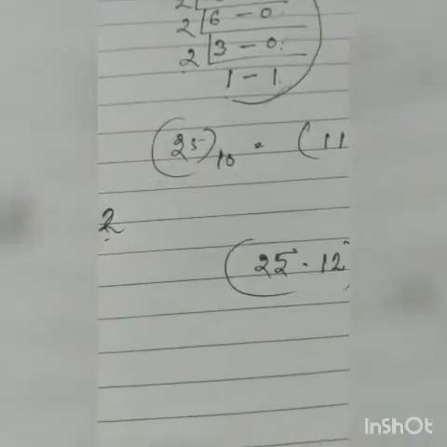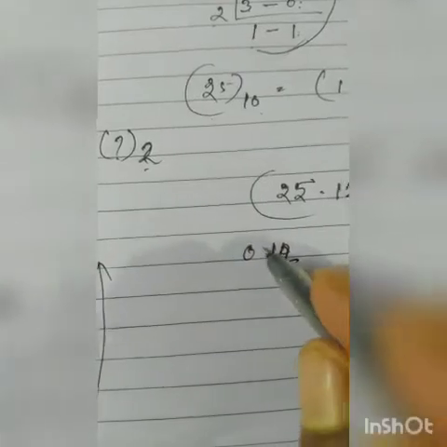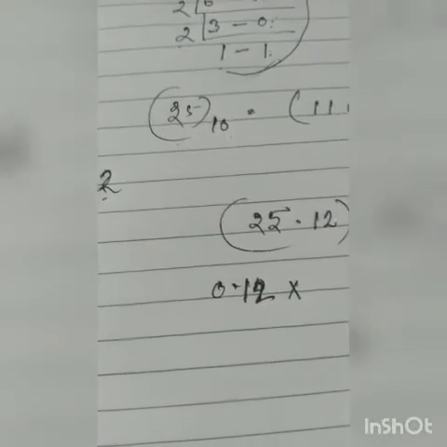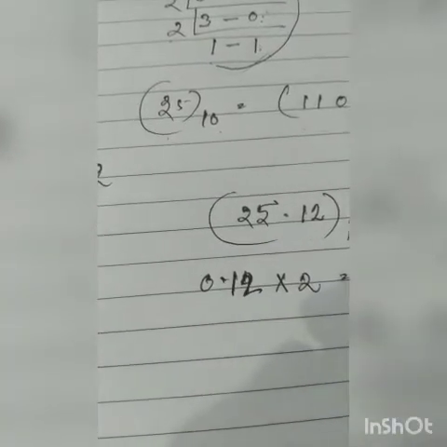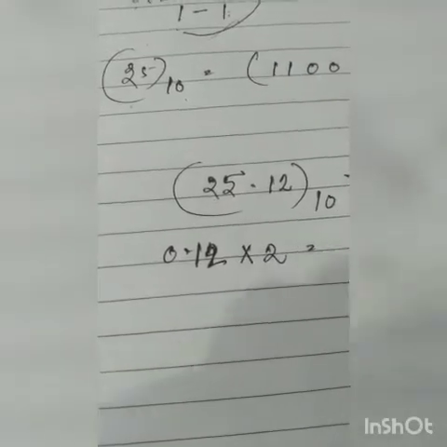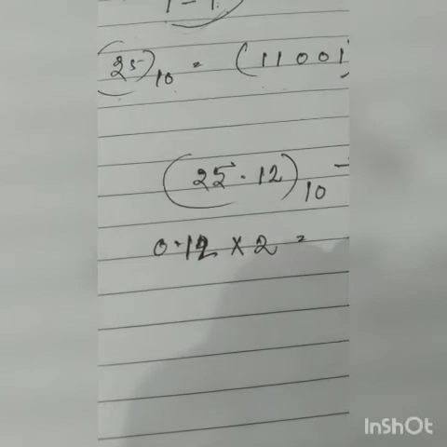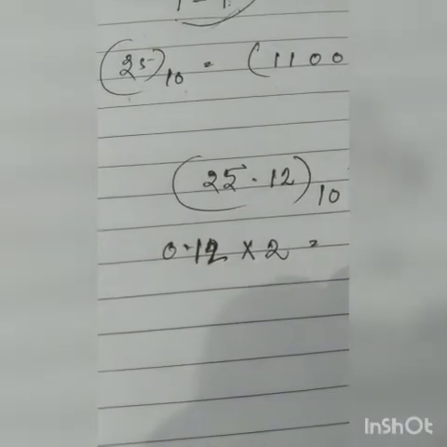See how we will do it. First you write the decimal part, that is 0.12. You have to multiply repeatedly by 2 only. So what is coming? 0.12 times 2 is 0.24. And what comes before the decimal point? That one you will write here. Here it is 0.